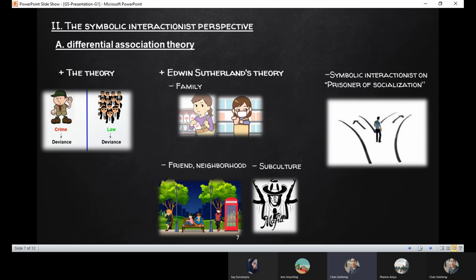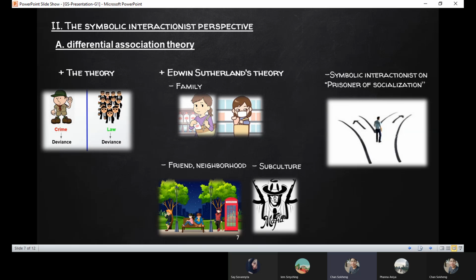Now that we have learned about deviance and the competing explanations of deviance, we are going to explore the symbolic interactionism perspective. The basic principle of symbolic interactionism is that we are thinking beings who act according to our interpretation of situations. Thus, we have come up with three theories. The first is differential association theory.